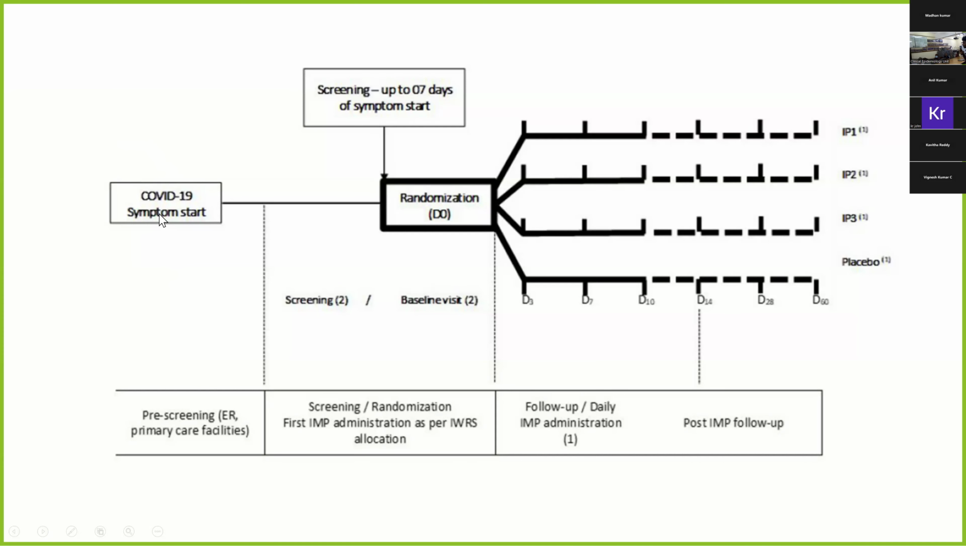A participant enrolled in the study would have developed symptoms or signs of COVID-19. They were screened up to 7 days of onset of symptoms, and they were randomized either to the metformin arm or the placebo arm. The day of randomization was considered day 0. Subsequently, the participants were followed up to 60 days, whereas the primary outcome was assessed at day 28. In between, they had planned for follow-up regularly at day 3, day 7, day 10, and day 14.